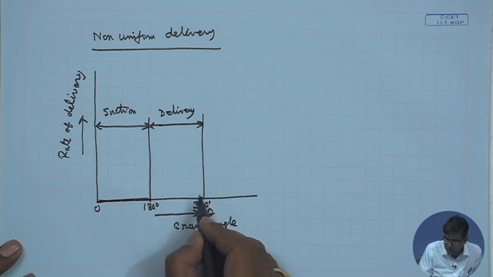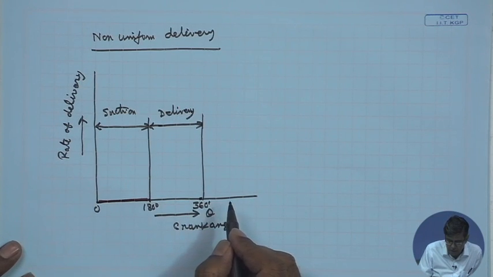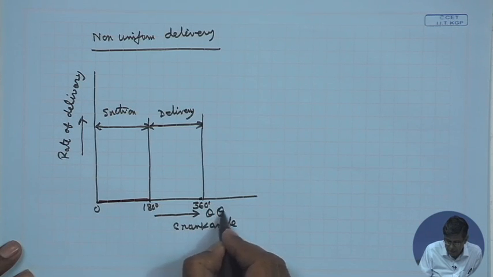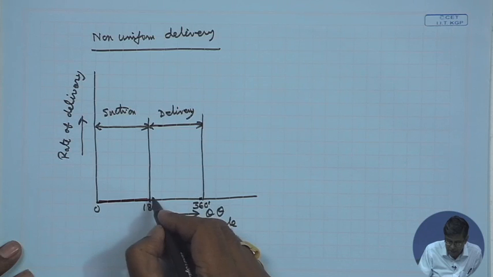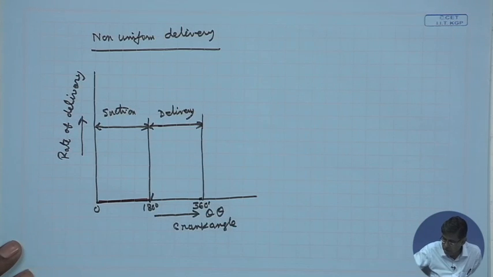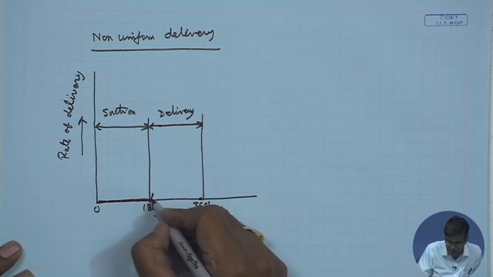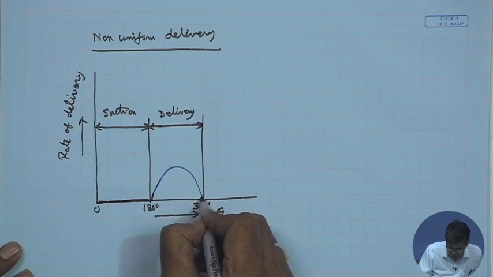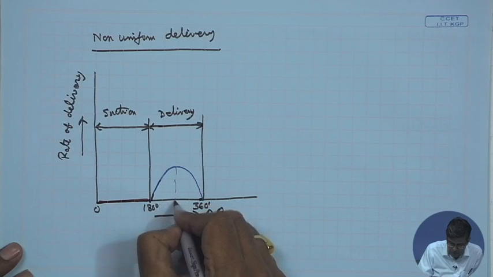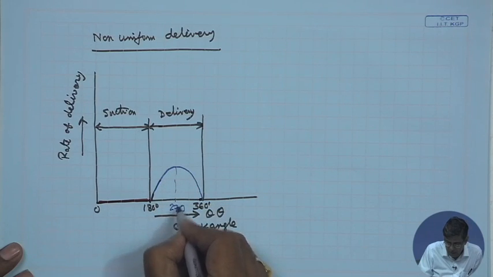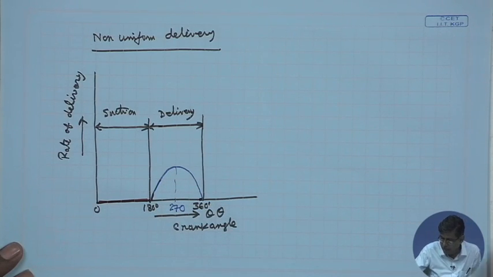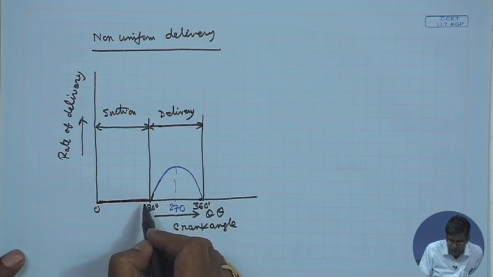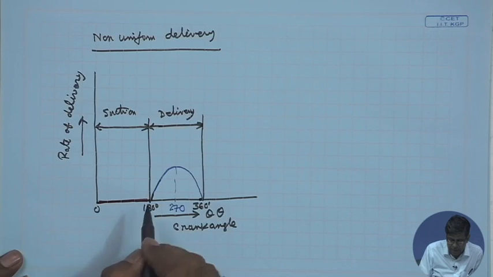In consideration of the simple harmonic motion, we expect that the delivery with crank angle theta will be a sinusoidal, a sine curve. I will draw it in a different color. It will be like this, meaning at 270 degree it will be maximum. That means we get a typical non-uniform delivery for a single cylinder, single acting pump.